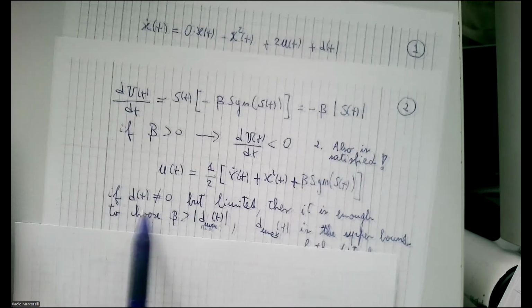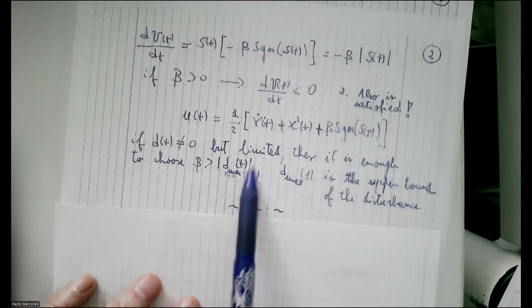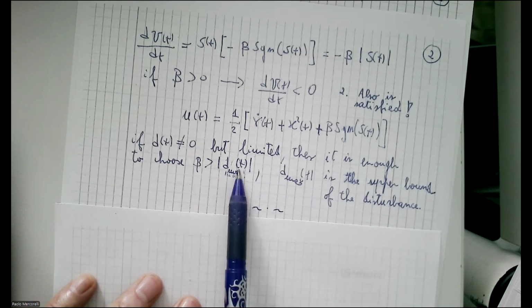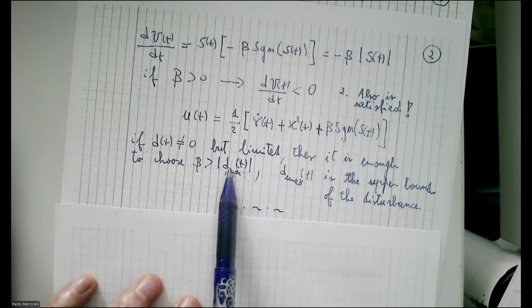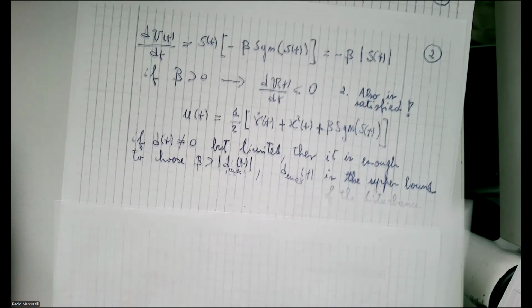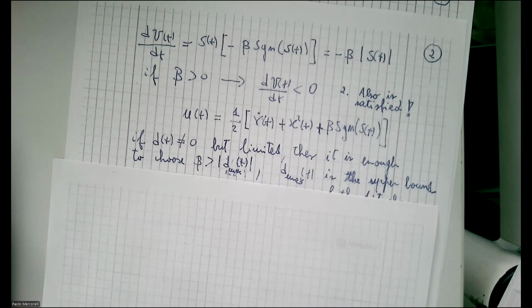What happens if d is not zero? If d is not zero, we don't have a problem. You remember I demonstrated last time that it is enough to have beta larger than the maximal value of the disturbance. Of course, I don't know if you remember, typically we have the disturbance and we also have the error in the cancellation. I will try to find the slide from last time, which is not included here.